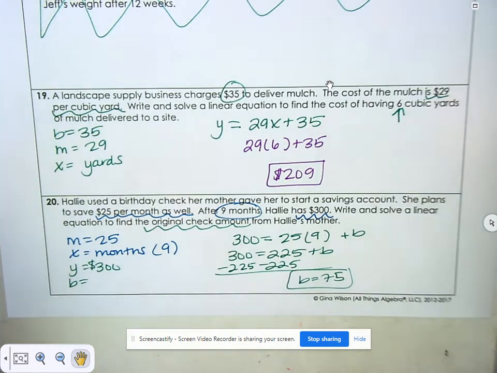All right, so that's all the types of word problems that we finished up with in class today.